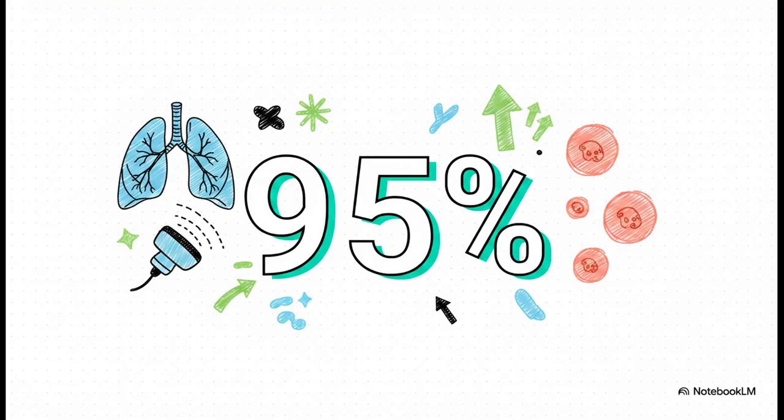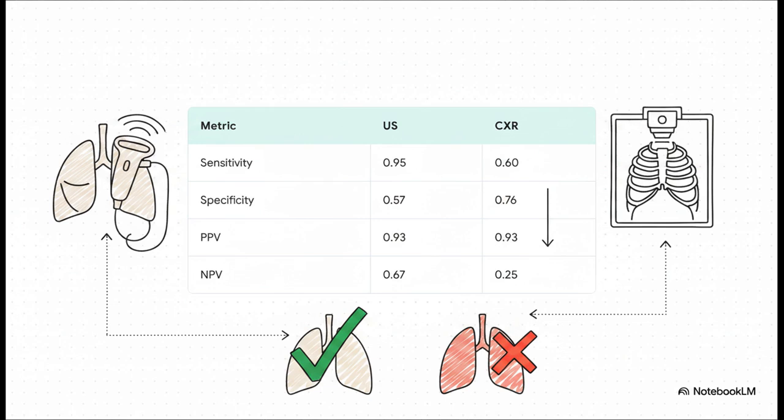95%. Honestly, it's hard to overstate just how massive this number is. Lung sonography gives us a 95% sensitivity for diagnosing acute pneumonia. And let's look at the data from the Bourcier study to really back that up. When diagnosing acute pneumonia, sonography sensitivity sits at 0.95, while the chest X-ray is way behind, at 0.60.